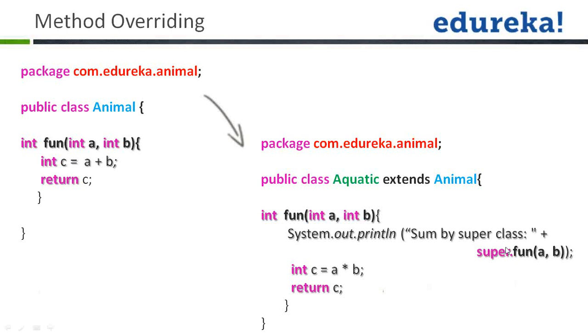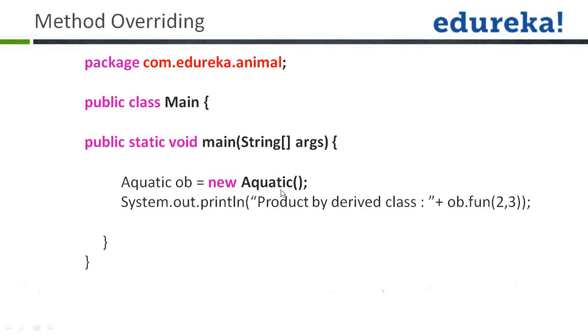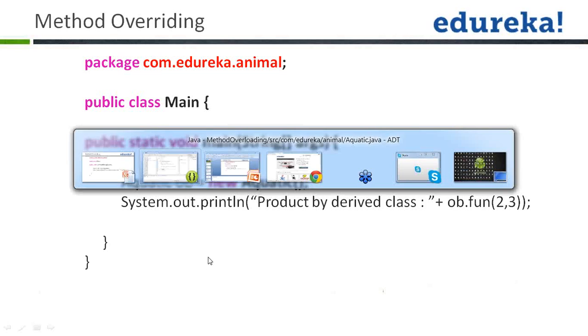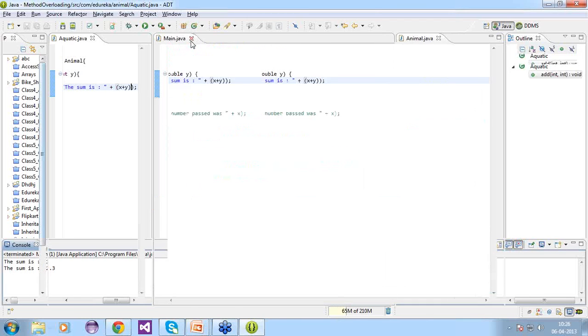Okay, so you write super.function(a, b), and this time we are actually multiplying, we are getting the integer. So the functionality of the method has been changed. We have overridden the functionality of the method that was defined in the animal class. Okay, in the main method, when you make the object and System.out.println the product by derived class, ob.function(2, 3), it will call the function that is present in the derived class. Okay, so you'll understand it better when we see the example for it.